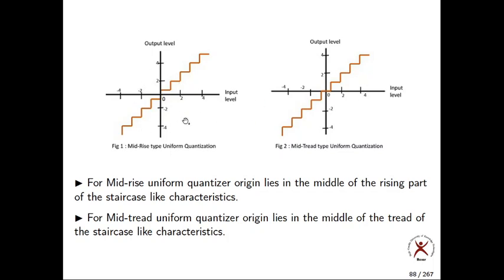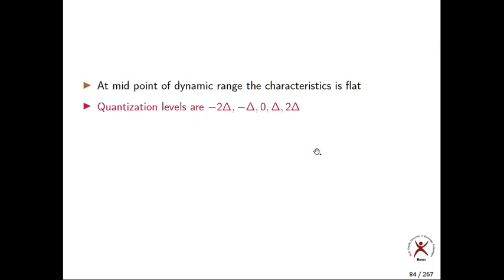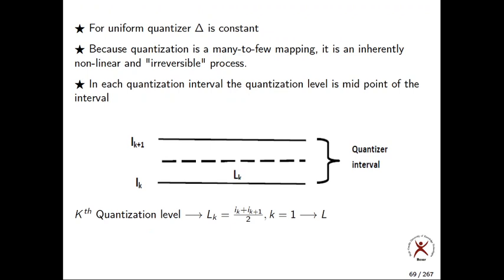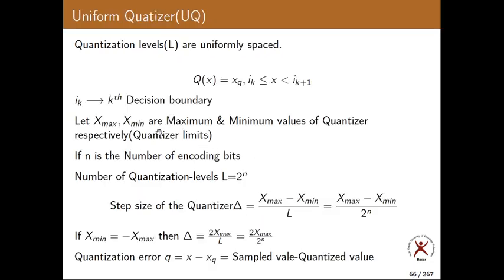In mid-rise, the origin lies in the middle of the rising part of the staircase-like structure. Here, the origin lies at the middle of the tread of the staircase-like structure. So there are two types of uniform quantizers. Now, how to quantize? What is quantization? It is discretization of amplitudes, otherwise rounding the sample value to the nearest quantization level.